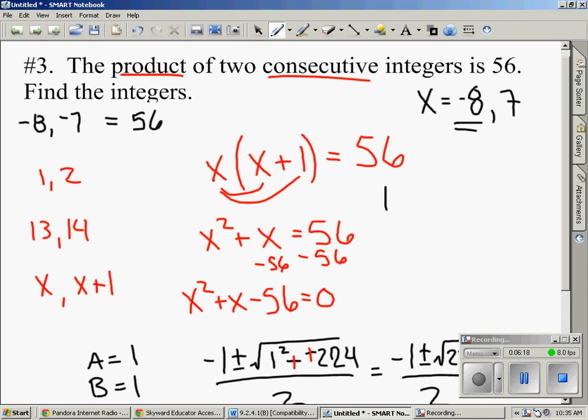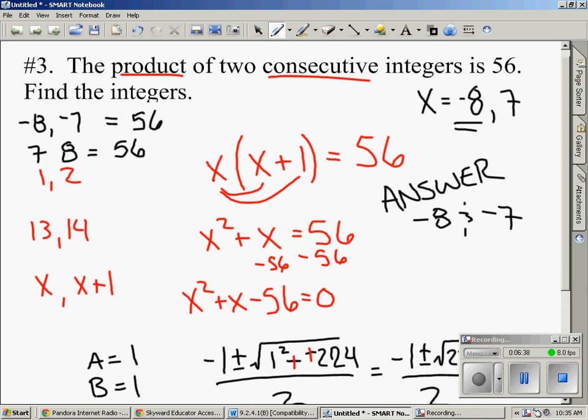So one answer is negative 8 and negative 7. Now let's try the other answer. If the first number is 7, a consecutive integer, the next one would be 8. I multiply those together to check, and I get 56. So my second answer is positive 7 and positive 8. There are two consecutive integers whose product is 56. On your own, finish your worksheet, and good luck.